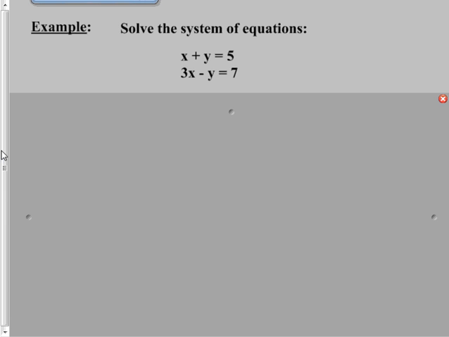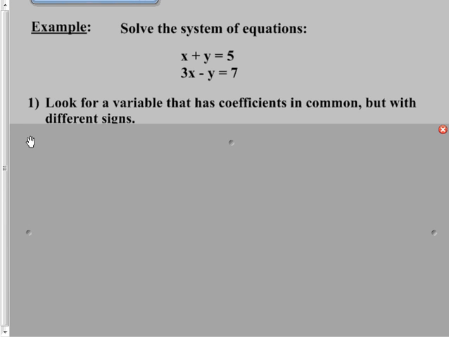Okay, so let's walk through our steps. Step 1 said to look for a variable that has coefficients in common but with different signs. Well, take a look at the x's. You have a positive 1x, you have a positive 3x. We can make elimination work with the x's if we need to by multiplying the top equation by -3.